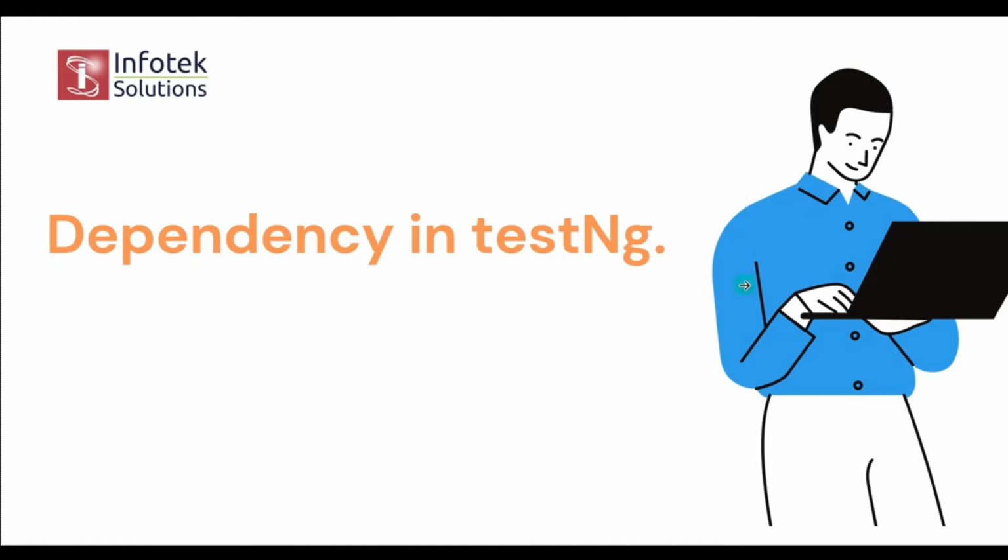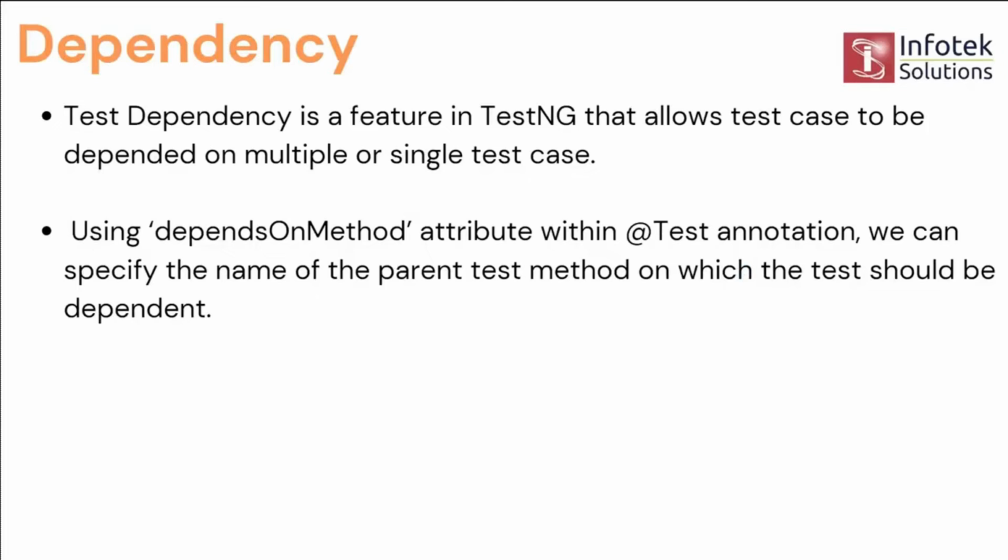First, let's understand what this dependency is. Test dependency is a feature in TestNG that allows test cases to be dependent on multiple or single test cases. So this is a feature that allows a test case to be dependent. Here a test case is dependent on certain test cases, and in the priority case, it was based on the number sequence that we were providing. Now using this keyword dependsOnMethods attribute within the test annotation, we can specify the name of the parent test method on which the test should be dependent.